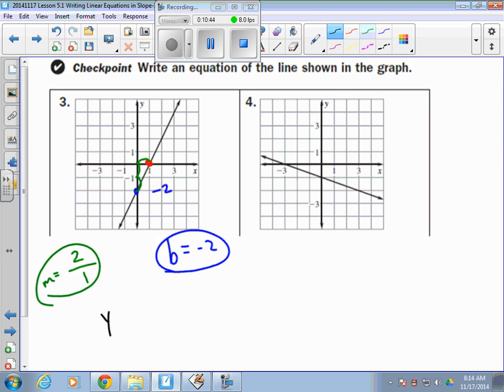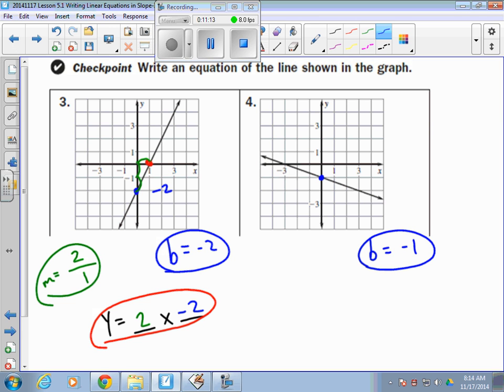So y equals mx plus b, and we'll plug those values in. M's value is 2, because you don't have to write 2/1, and b's value is -2. So there's your equation right there: y equals 2x minus 2. The other one, do the same thing. Find your b value. It's right here. Again, that's -1. B's value is not -2 like the last one. This time it's -1.